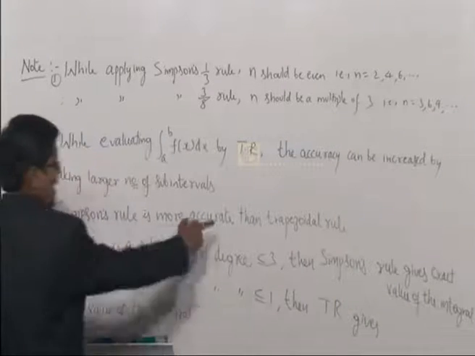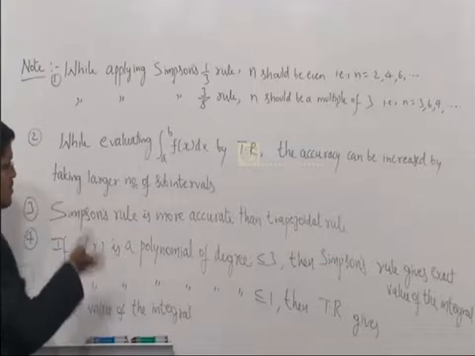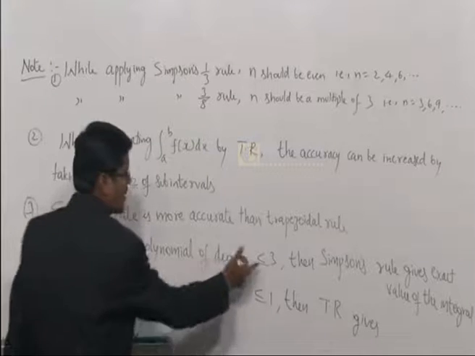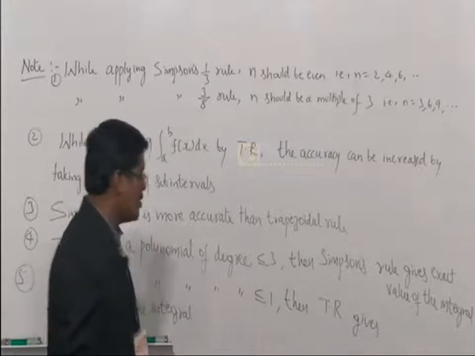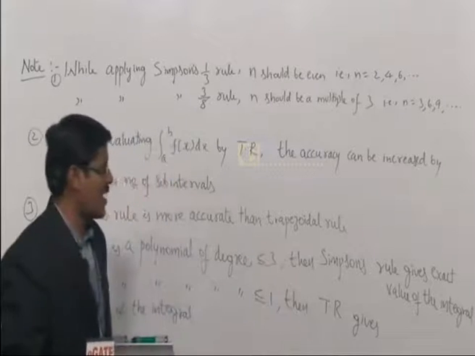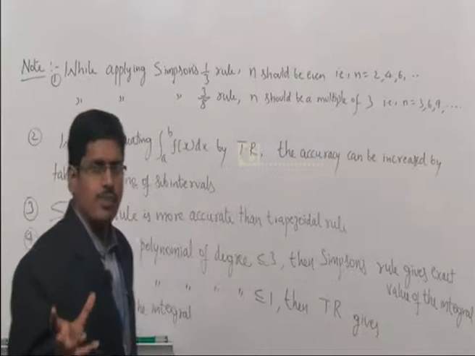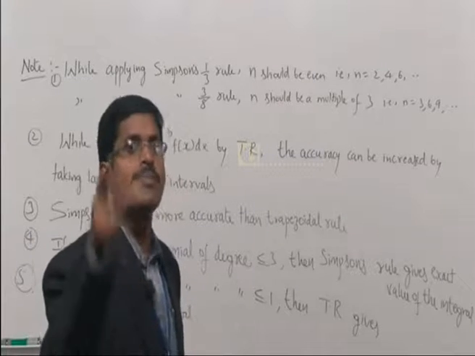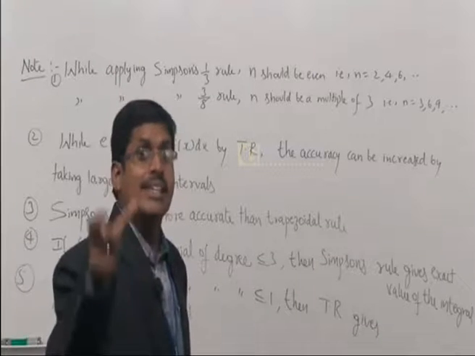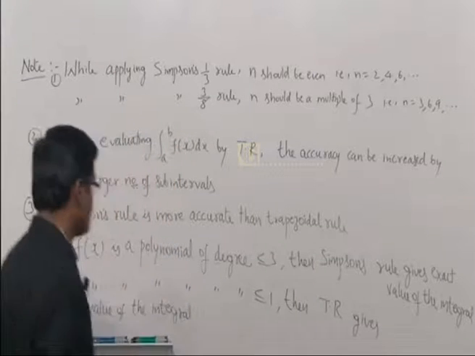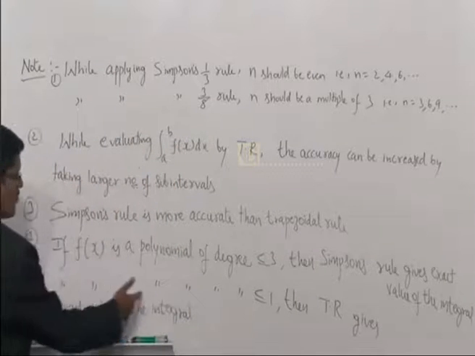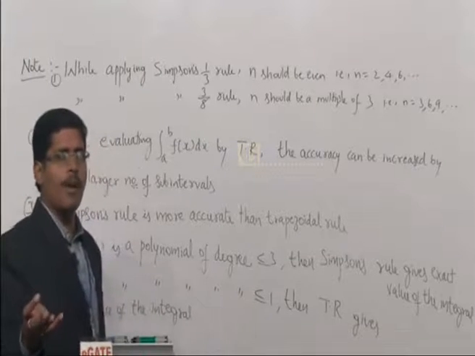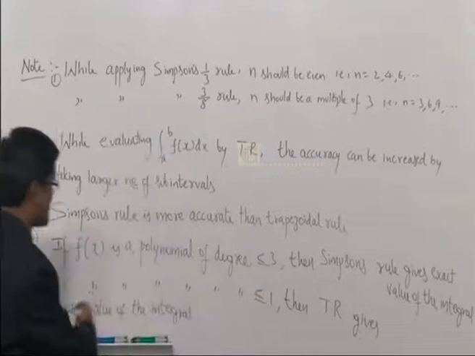Next, Simpson's rule is more accurate than the trapezoidal rule. For a given problem, Simpson's rule is better than the trapezoidal rule. If f of x is a polynomial of degree less than or equal to 3, that is cubic, quadratic, whatever it may be, then Simpson's rule gives the exact value of the integral. That is, whatever value is evaluated analytically, Simpson's rule also gives the same answer whenever your integrand is a polynomial of degree less than or equal to 3. Here also, if f of x is a polynomial of degree less than or equal to 1, that is, a constant or first degree polynomial, the trapezoidal rule gives the exact value.